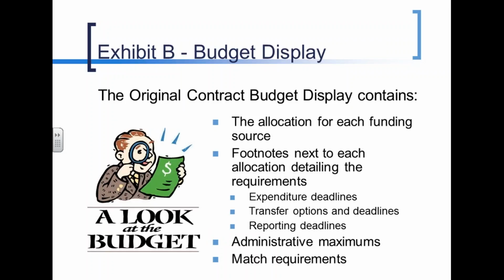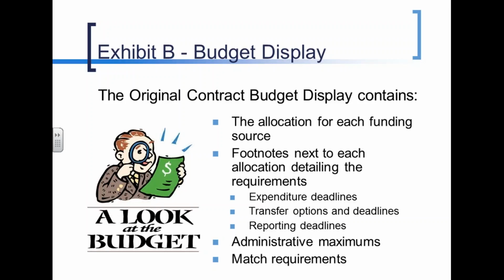Okay, and moving on, Amanda's going to talk a little bit about your budget displays. Okay, as we see from the slide, the budget displays contain the allocation by each funding source. We have the new footnotes like June spoke about earlier that will provide additional details related to the expenditure deadlines, the transfer options, so the different time periods that you're going to need to report the transfer for, and the deadline for those transfer documents. And then finally the reporting deadlines. There's also the administrative maximums and the required match included on the budget displays, but we're not going to go over very much of that today.